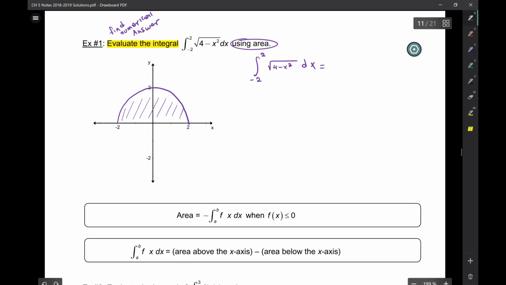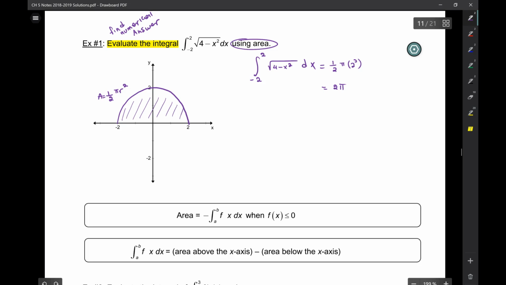So how would I find the area here? This is a semicircle. No, listen, no calculator. The area is half pi r squared. So this is equal to half pi 2 squared, which is 2 pi.